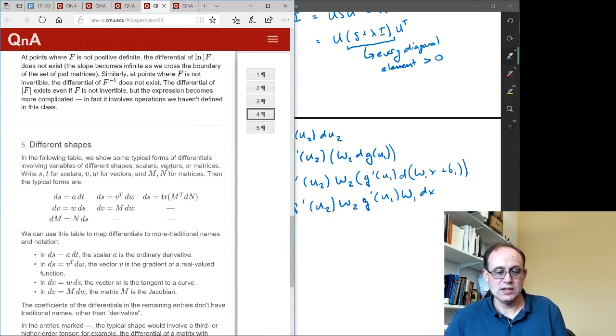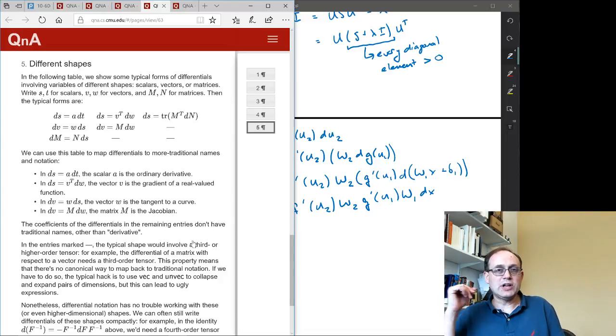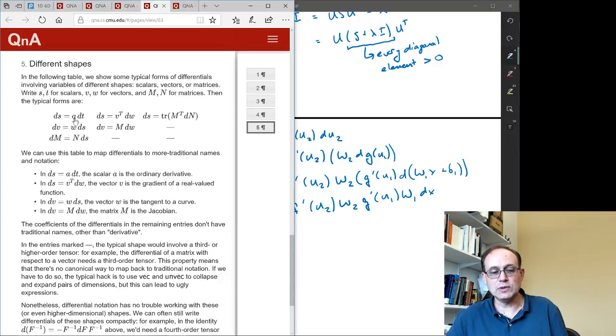All right. So people have been working with derivatives for a while, and so there's a lot of special names for different types of derivative. As far as we're concerned, they're all differentials, but just to map back to things that you may have seen before, if the differential of a scalar s is equal to a times the differential of another scalar t, a here is the ordinary derivative ds by dt.